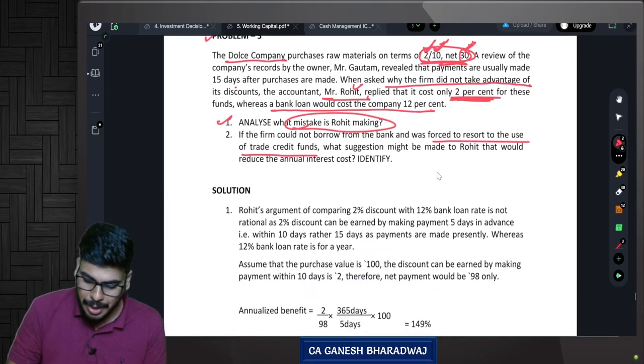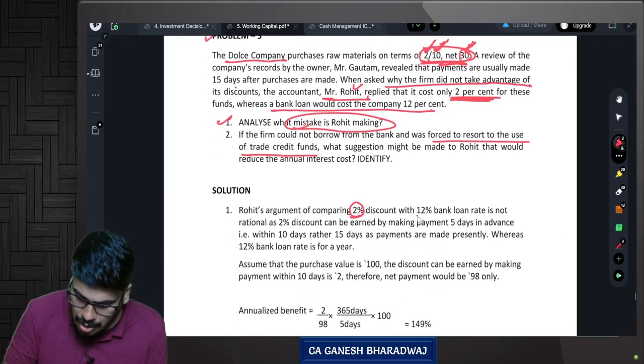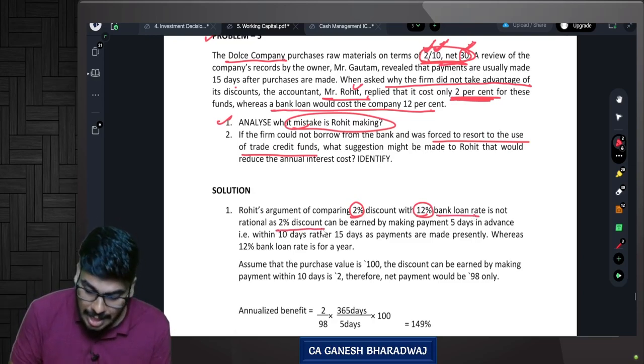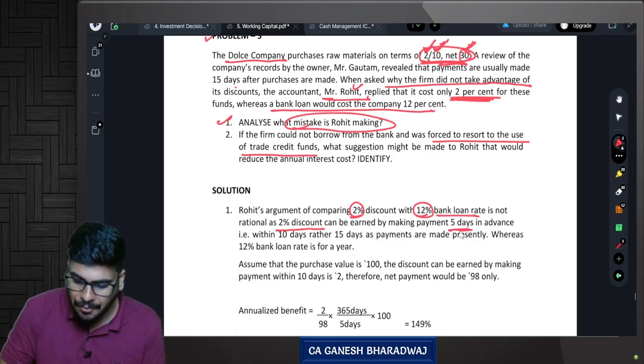So Rohit's argument of comparing the 2% discount with the 12% bank loan rate is not rational, as the 2% discount can be earned by making the payment 5 days in advance.